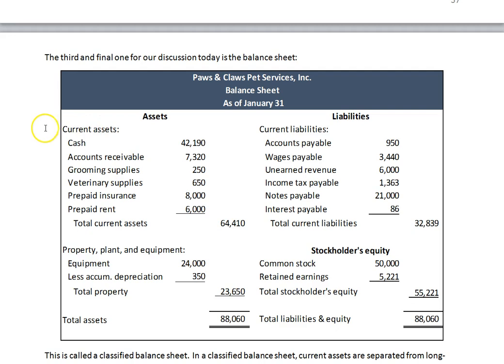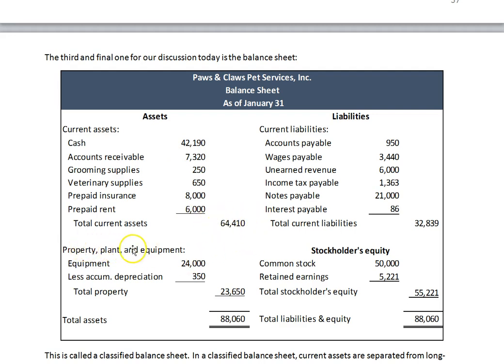Current assets, if you're writing this down, I'd put less than a year, something that's going to be used up in less than a year. So it includes these: cash, accounts receivable, grooming supplies, basically everything except our fixed assets that we have down here. So all these are our current assets. They're going to be used up within a year, and we can total those up to get total current assets.